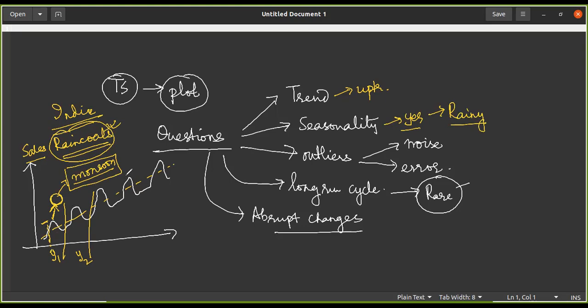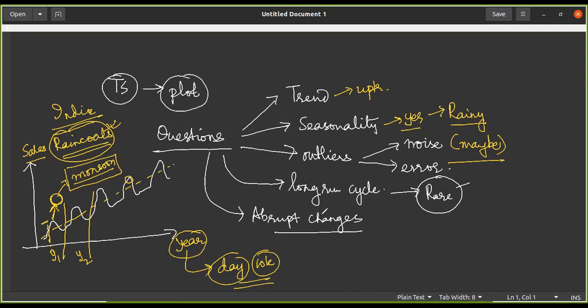Looking at this, we may say that this is a noise. This peak does not look like the others, right? There may be, we don't know. At least looking at this graph, we don't. If that is the case, then what do we do? We have this granularity set to year. Maybe if I change it to day, or week, maybe I'll find more instances of outliers or abrupt changes. So these are the tasks.